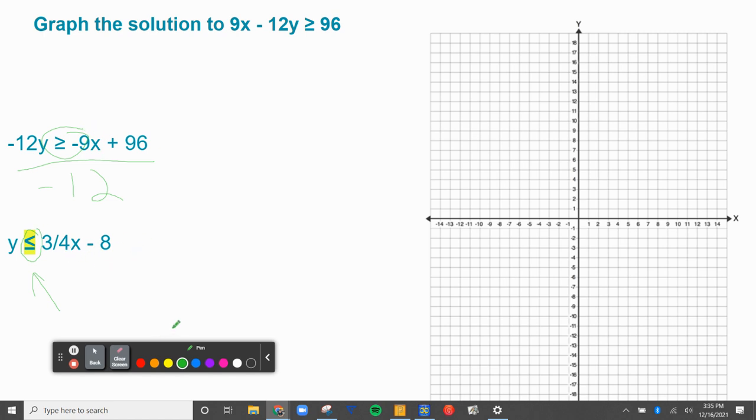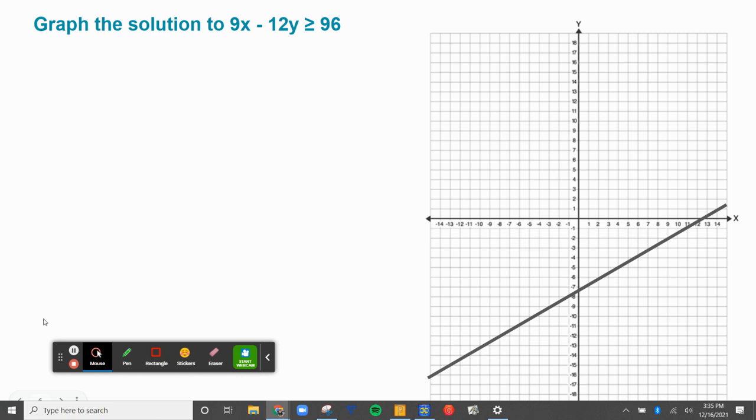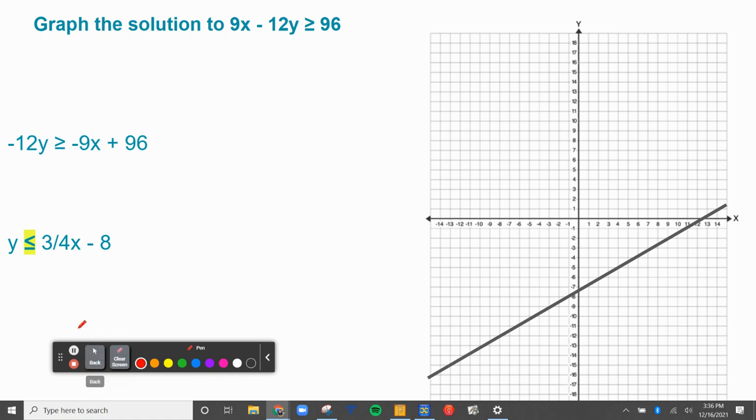We actually can graph that here on the right. And it should look something like this: a solid line with the y-intercept of negative 8 and a rise over run of 3/4. But we still need to decide, does this work? Should it go above or below? With y is less than or equal to 3/4 times x minus 8, we can use 0, 0 again, because that's clearly not on the line, and a good place to start.